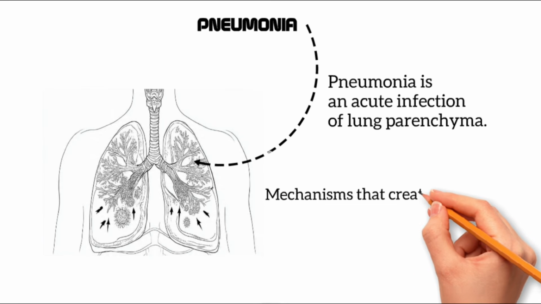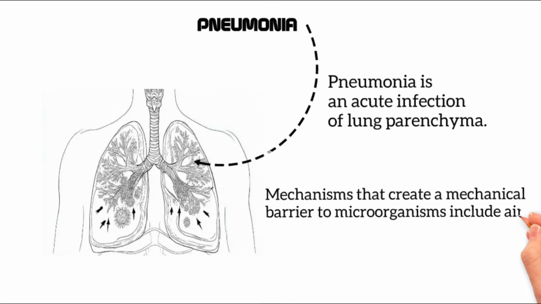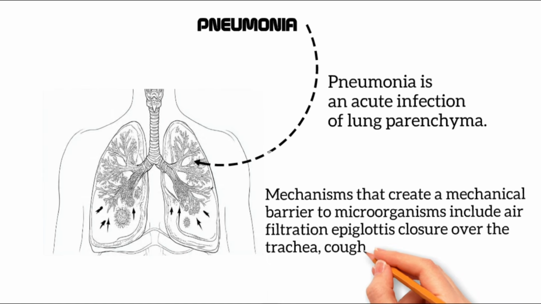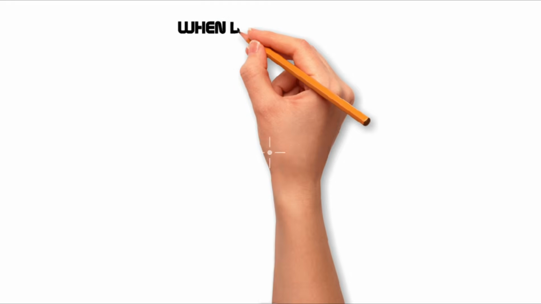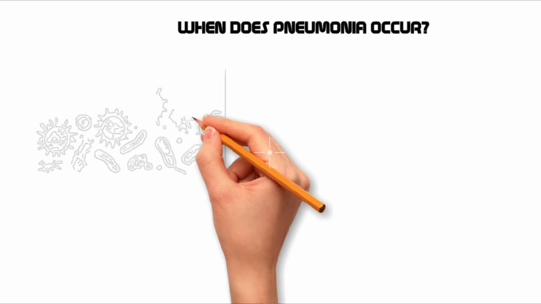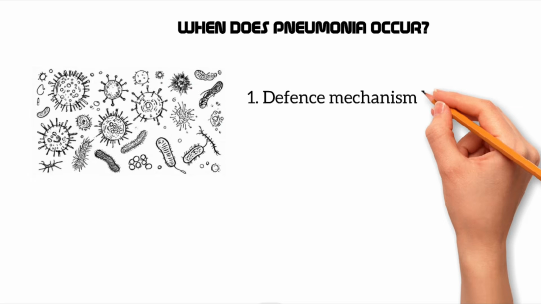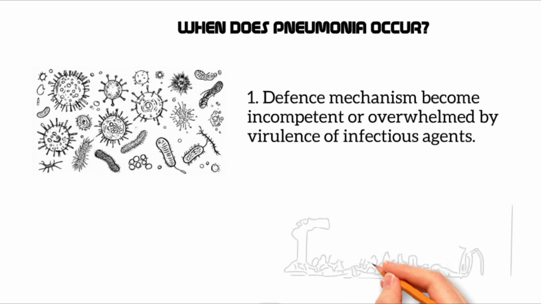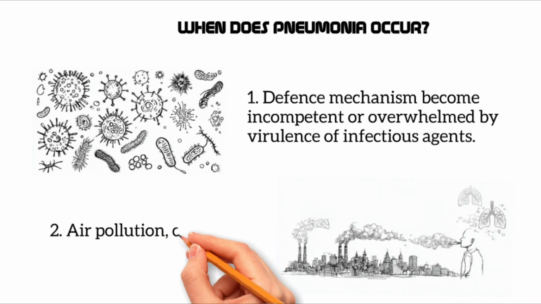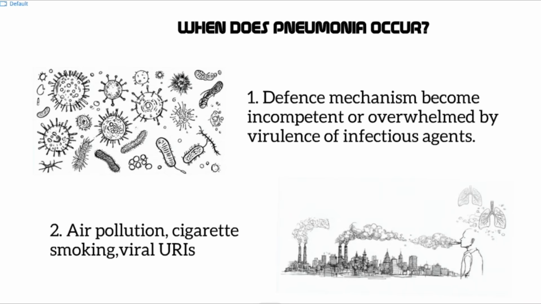Mechanisms that create a mechanical barrier to microorganisms include air filtration, epiglottis closure over the trachea, cough reflex, mucociliary escalator mechanism, and reflex bronchoconstriction. Pneumonia is more likely to occur when: 1. The defense mechanisms become incompetent or are overwhelmed by the virulence or quantity of infectious agents. 2. Air pollution, cigarette smoking, viral URIs, and normal changes that occur with aging.